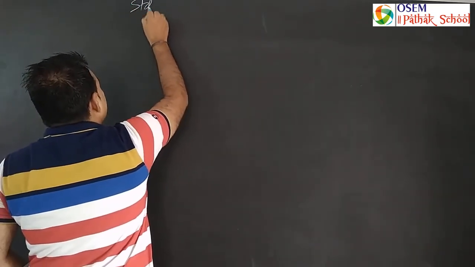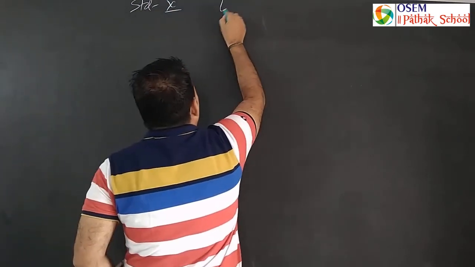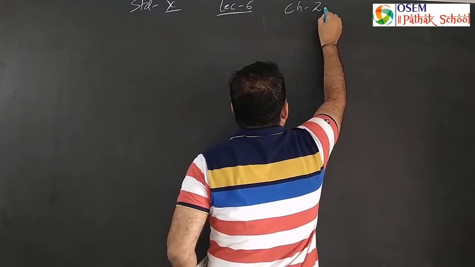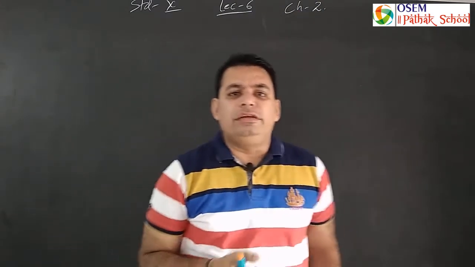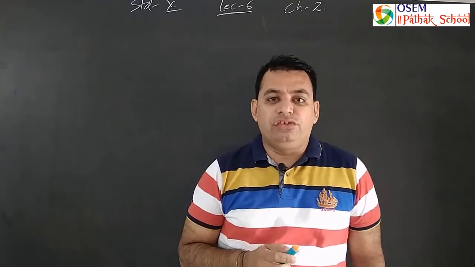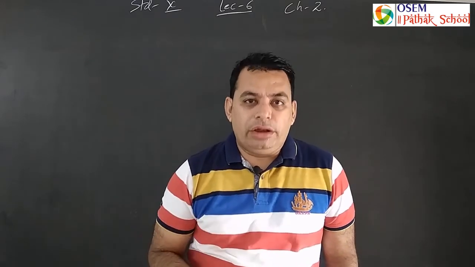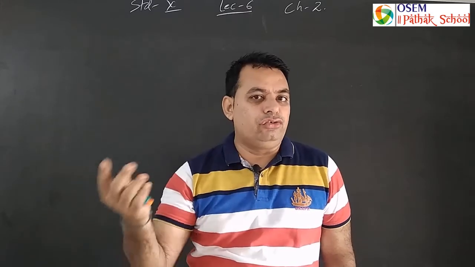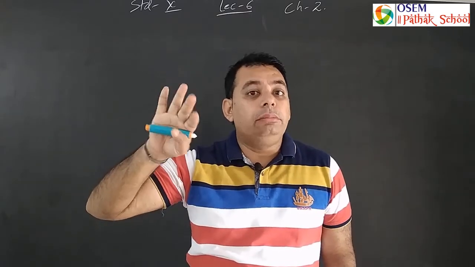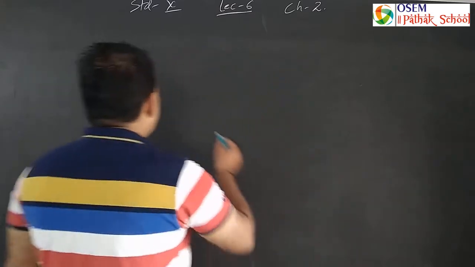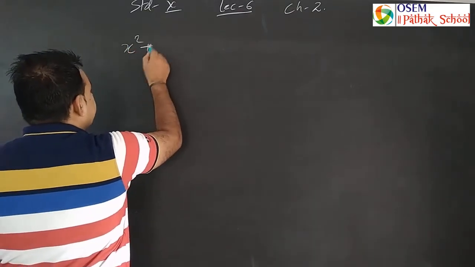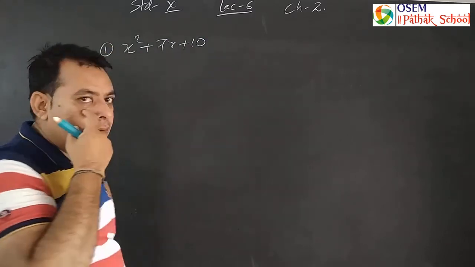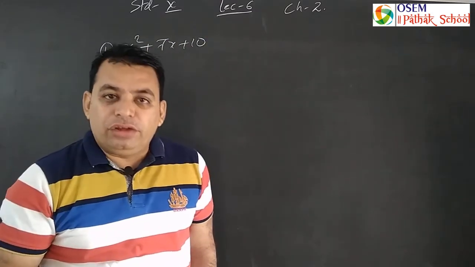Standard 10, lecture number 6, chapter 2. A short revision: find the number of the zeros of the quadratic polynomial x square plus 7x plus 10 and verify its relationship. That sum I have done earlier, but here is a short revision for you. Suppose this is a quadratic polynomial and we have to find the zeros.